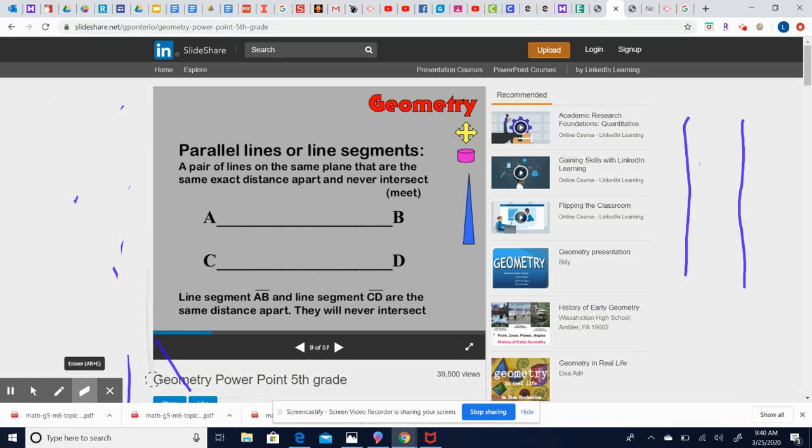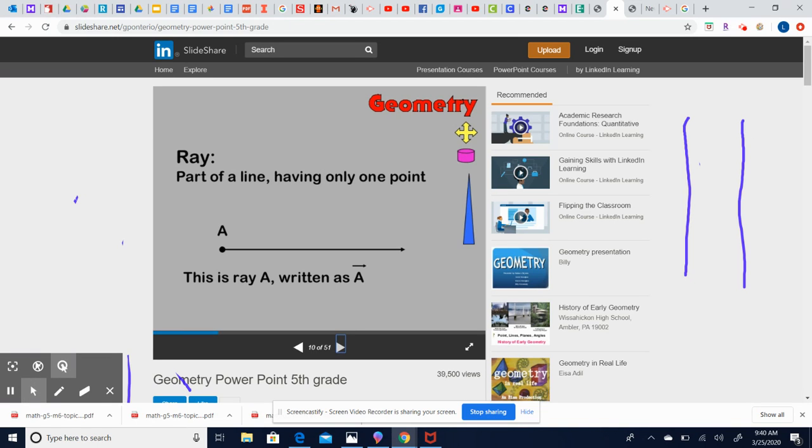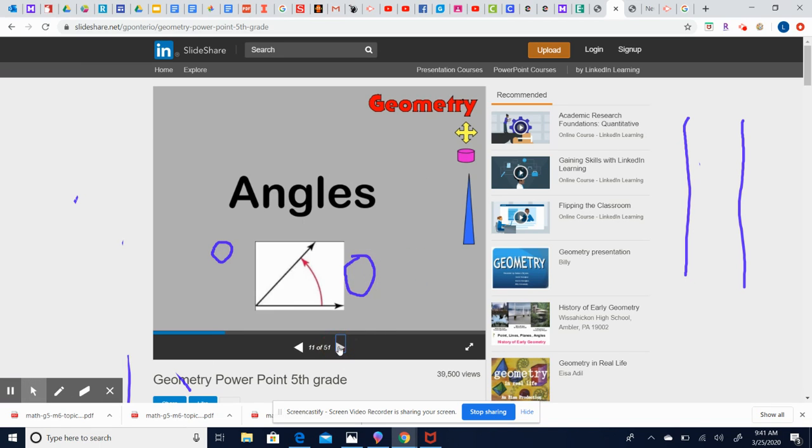So now let's go ahead and look at a ray. A ray is something that we're going to use a lot when we start talking about triangles or angles, more angles. And so a ray means that you have one point, okay? So we have an end point here, but this side goes on indefinitely. And so this is how you label a ray.